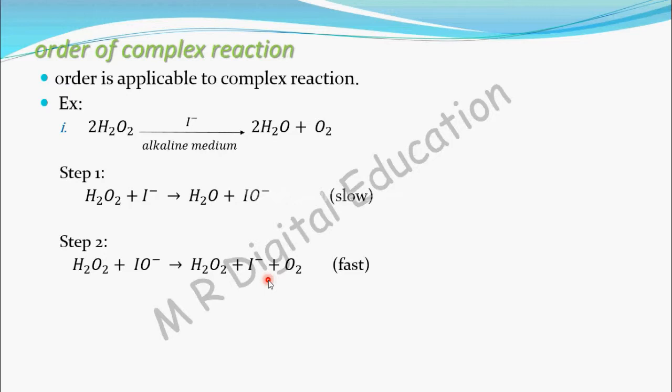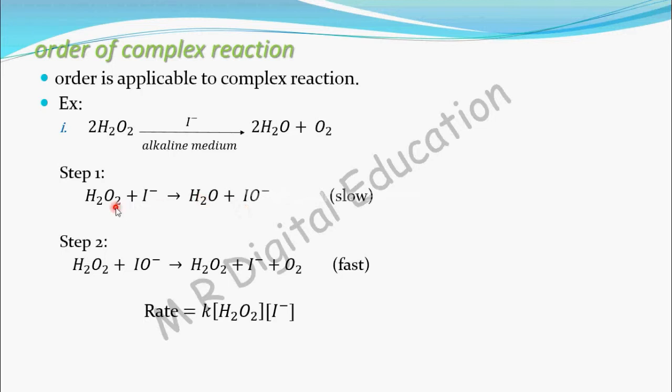See, in this, the first step is the slowest step. This step takes some time, because in this step the intermediate compound is forming. To form this intermediate compound, the reaction will take some time, so it is the slowest step. In every complex reaction, usually the step in which the intermediate compound is forming will be the slowest step. Now, in a complex reaction, rate is applicable to the slowest step.